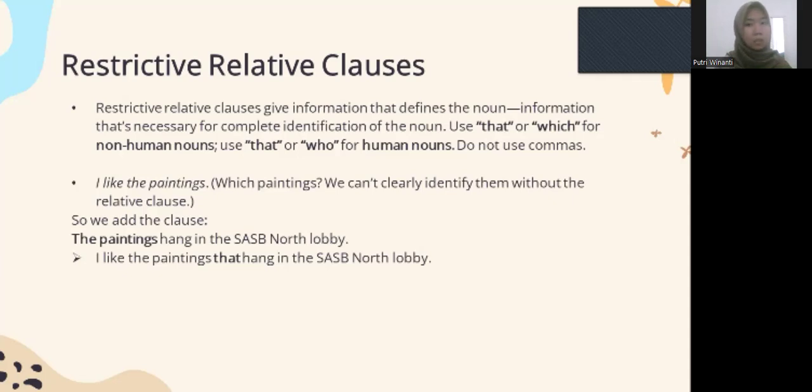Which paintings? We can clearly identify them without the relative clause. So we add the clause. The paintings hang in the SASB North Lobby. Maka kalimatnya akan menjadi I like the paintings that hang in the SASB North Lobby.